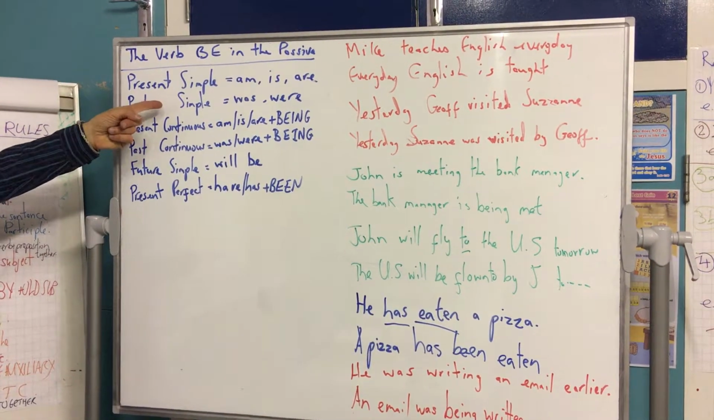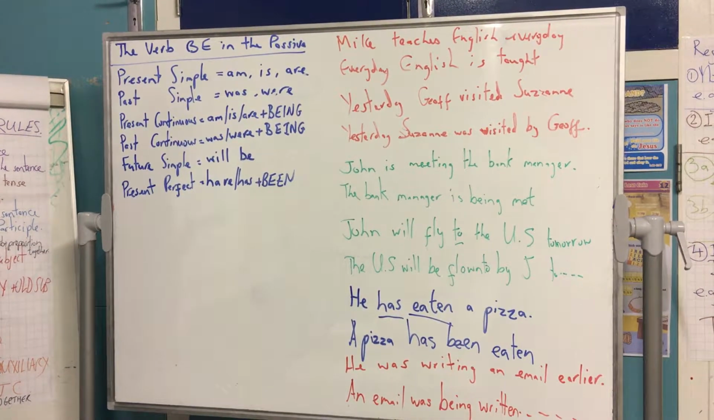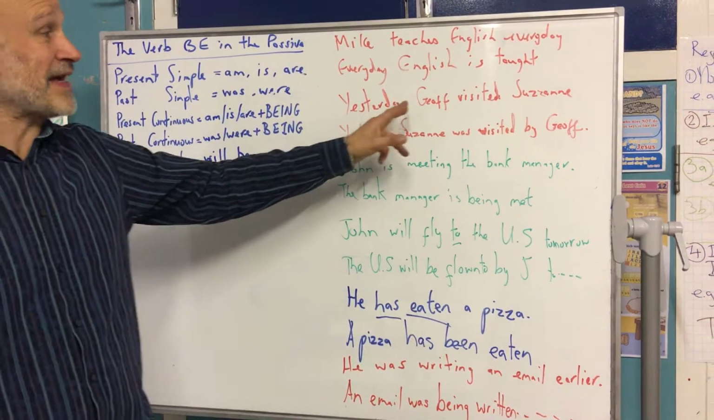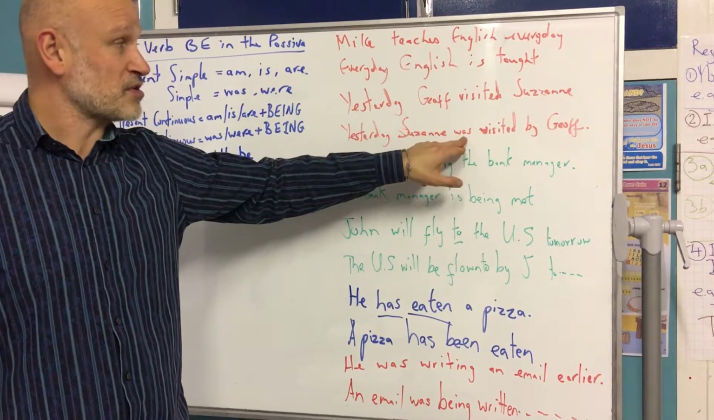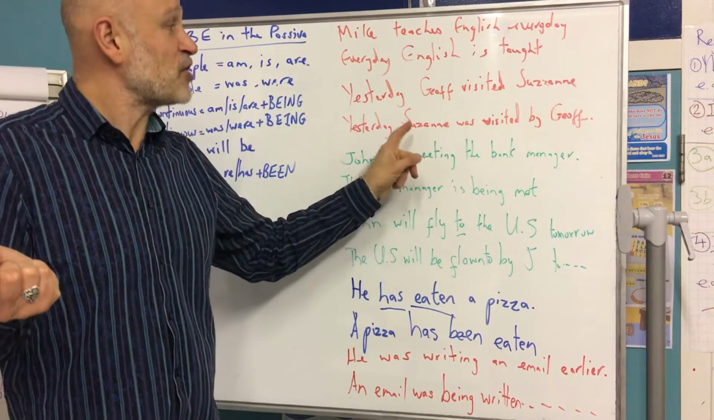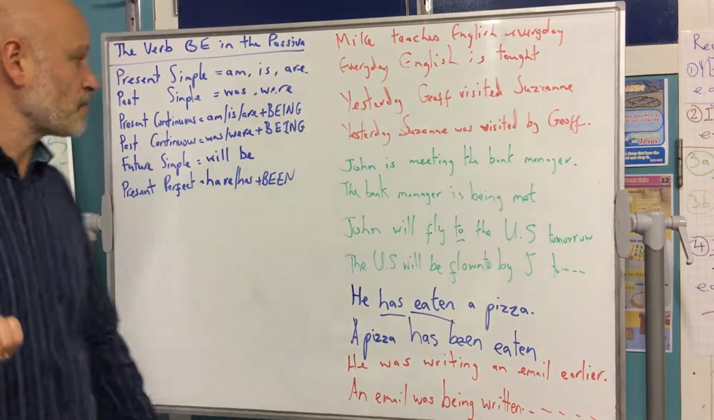If it's past simple, we use was or were. Those are the past simple verbs of the verb to be. Yesterday, Jeff visited Suzanne. Yesterday, Suzanne was visited by Jeff. She was, and then the verb in the past participle.